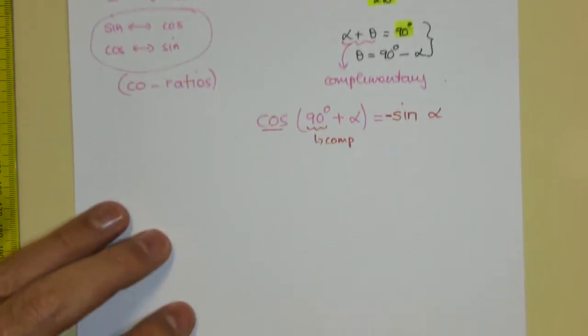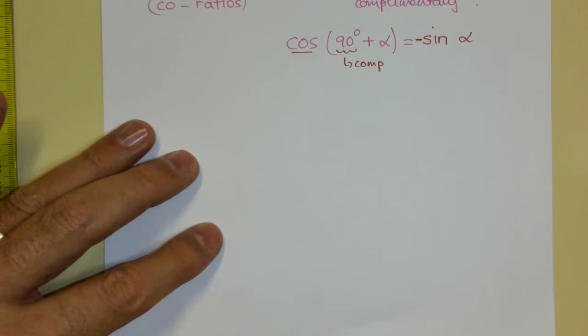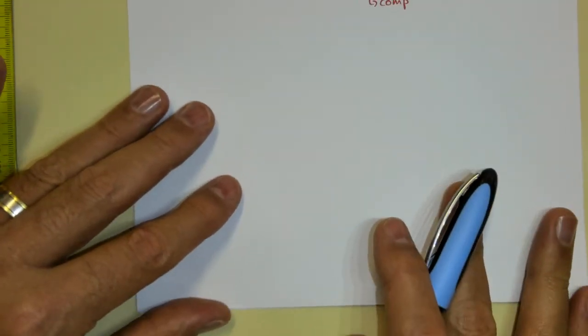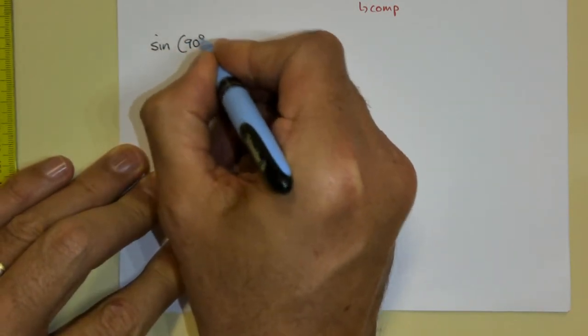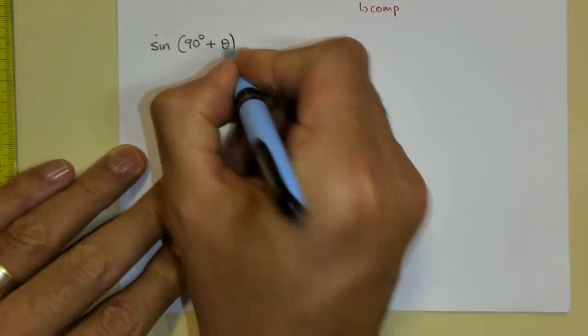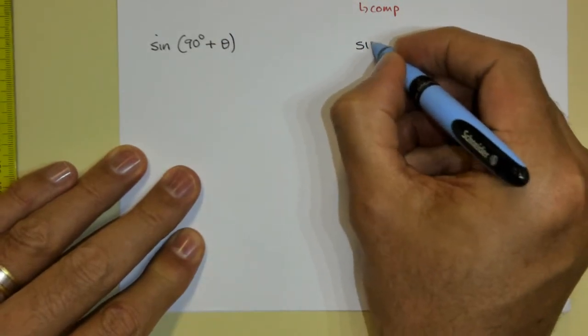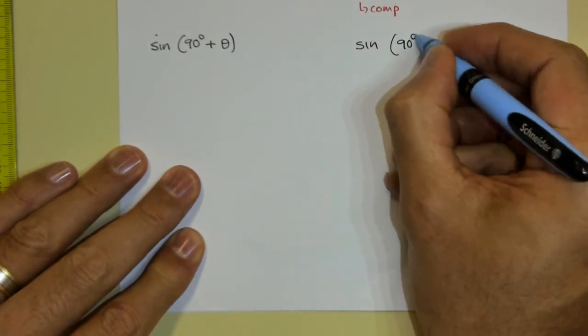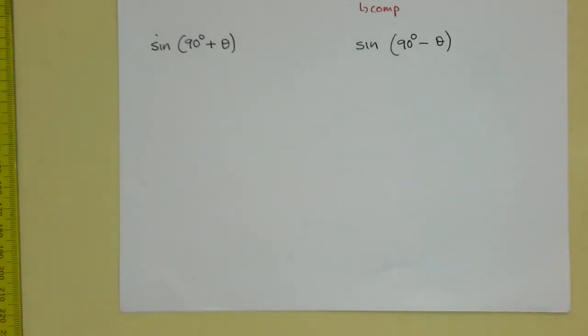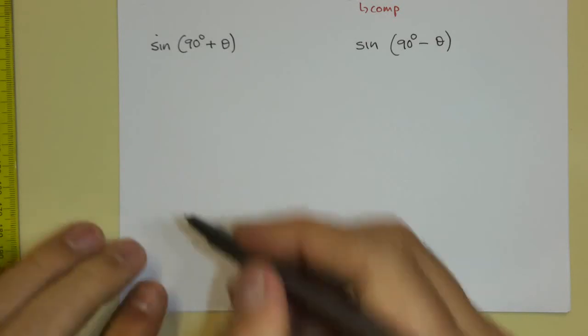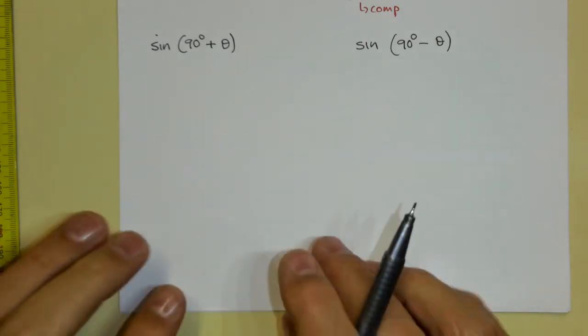Now let's try and break free from that diagram, and let's see how this works in real life. I ask you, what is the sine of 90 plus theta? Or I can ask you the sine of, let's start in the first quadrant, 90 minus theta. Now you have to draw on everything that you've learned so far.